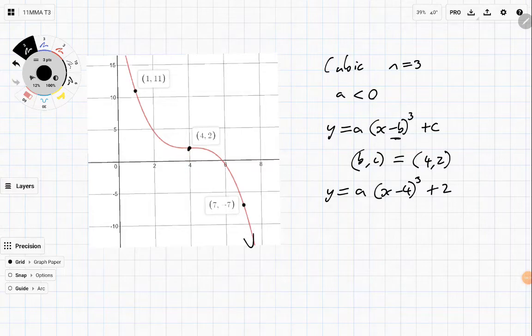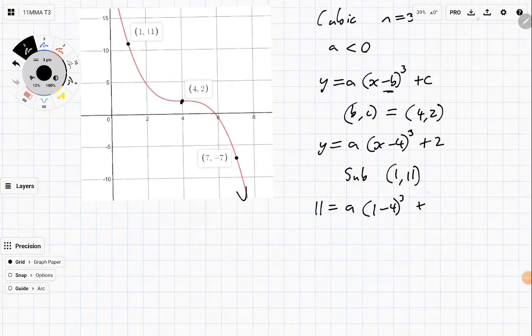Now we've just got to sub in a point. We've got two points to choose from, (1, 11) or (7, negative 7). I'm going to go with (1, 11) because that's the easy one, so let's sub in (1, 11). 11 is equal to a times (1 minus 4) to the power of 3 plus 2. Order of operations means 1 minus 4 is negative 3, and negative 3 to the power of 3 is negative 27. So this becomes negative 27a plus 2.